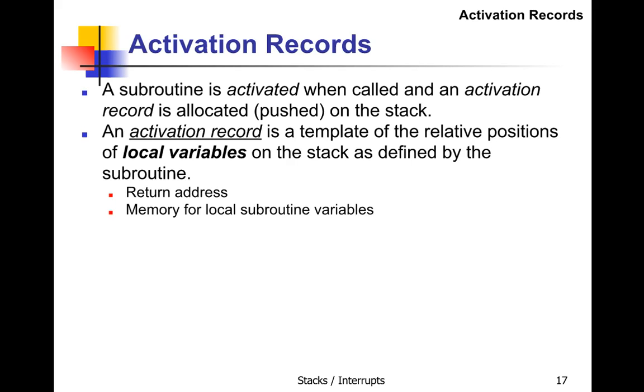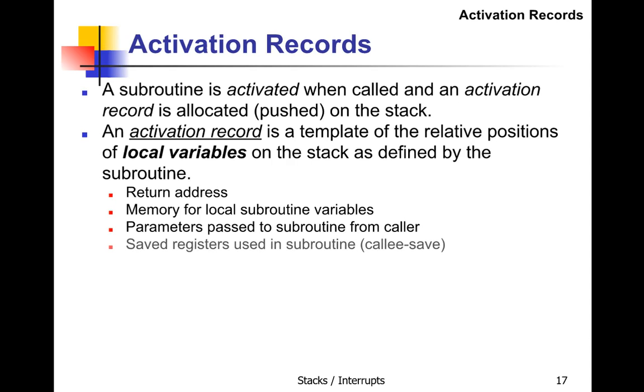memory for local subroutine variables, those are the ones used in the local subroutine, but it also includes parameters passed to the subroutine from the caller on the stack, and registers that were saved by the subroutine, callee save, because those registers are used in the subroutine and the data in them would be lost if they weren't saved.